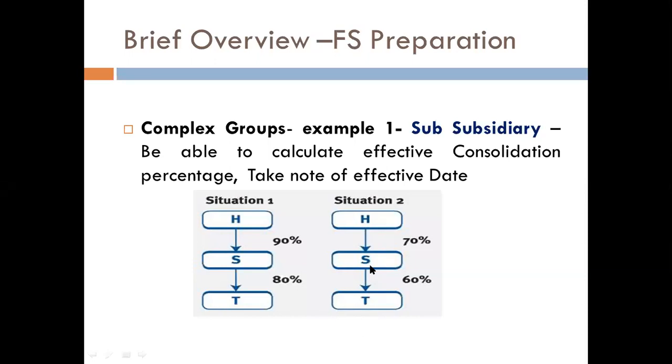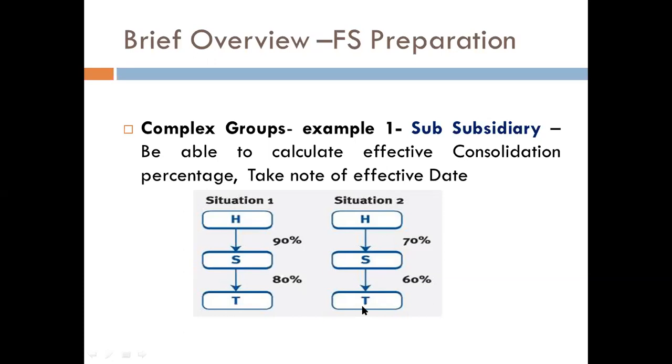But again, there is this case where H acquires S after S has already acquired T. And what is the effective consolidation for H? Of course, H cannot consolidate T from the date S acquired T, because at that time H was not yet having control over S. So the effective date is very important. You need to check when we start to consolidate this sub-subsidiary, because the date of acquisition of the subsidiary might, and is severally the case, be different from the date of acquisition of the sub-subsidiary, and you need to be sure about the date.